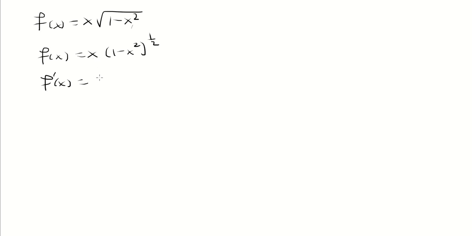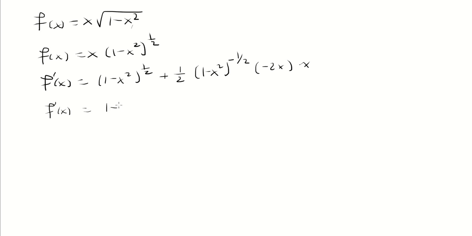The derivative of x is 1 times second, so that's square root of 1 minus x squared, plus, now let's take the derivative of the square root. That's 1/2 times 1 minus x squared to negative 1/2 power, and then chain rule says multiply by the derivative of the inside, which is negative 2x. And then we're going to multiply by x. So we have 1 minus x squared to the 1/2, and then the 2's are going to cancel here. We have minus x squared over 1 minus x squared to the 1/2 power.